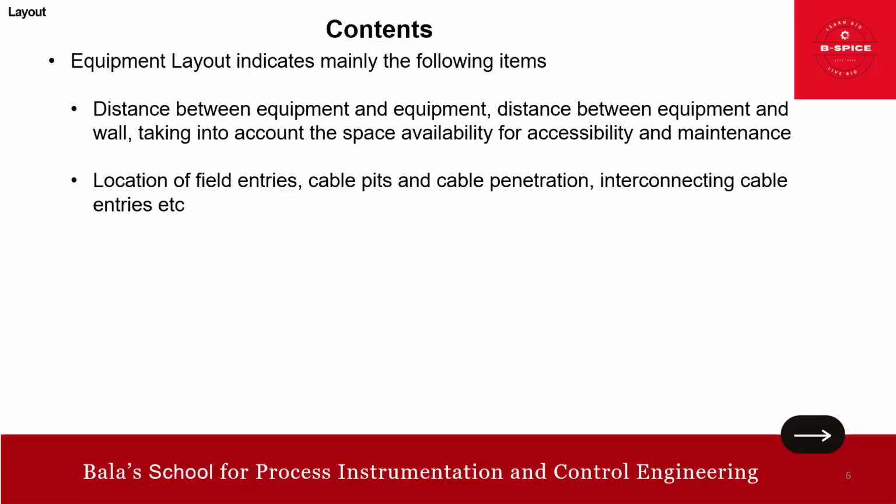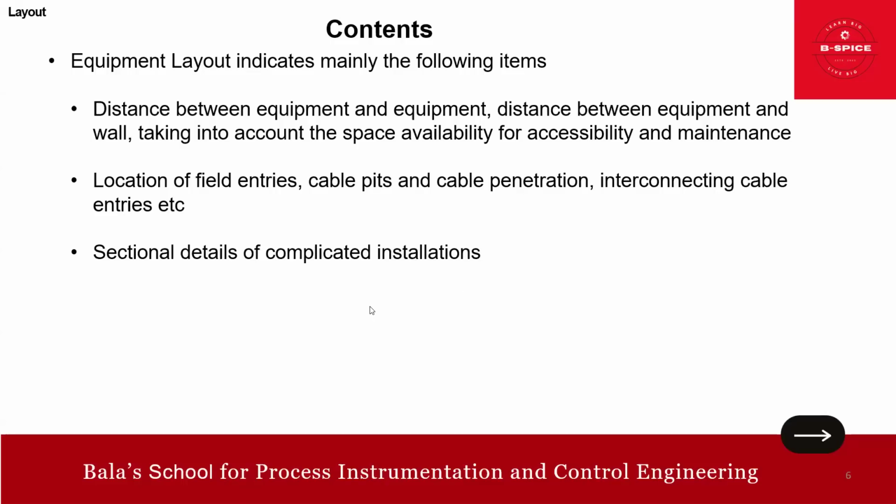And location of field entries. Field entries mean the cable coming from the field and the cable pit. I will show you that in the diagram also. Cable pit and cable penetration, the entry. We call it an MCT, a multi cable transit, right? Yes. So that should also be indicated. And of course, the interconnecting cable, all these.